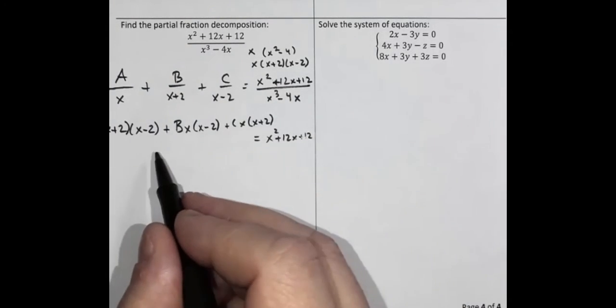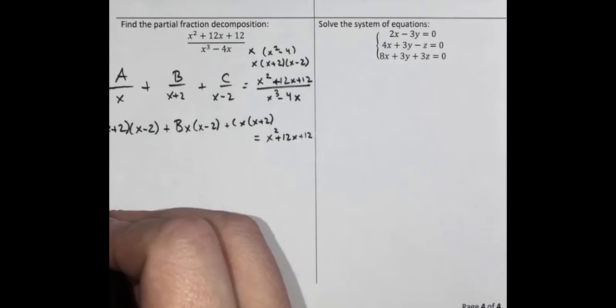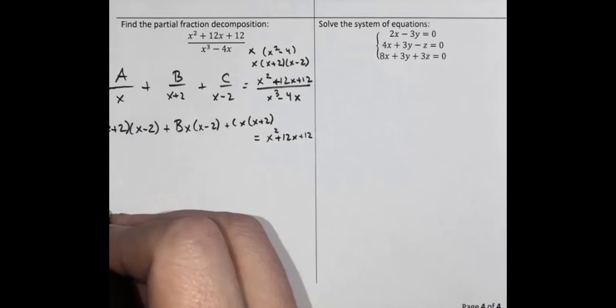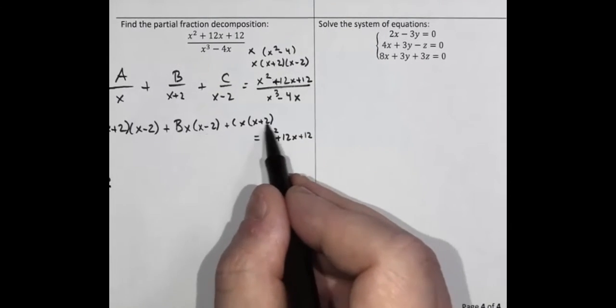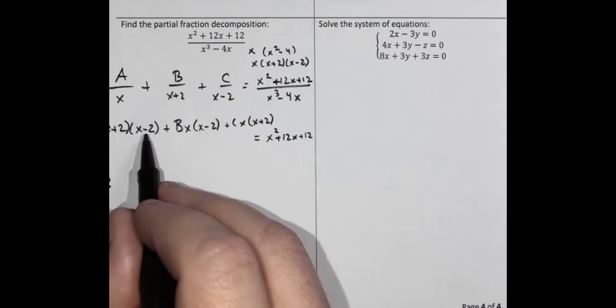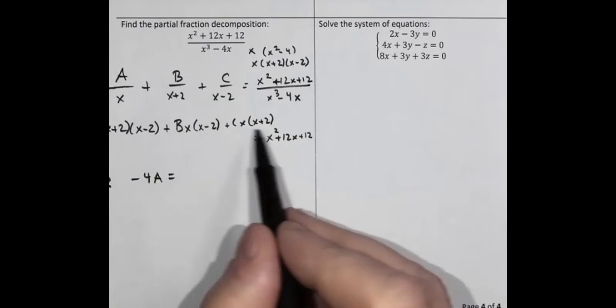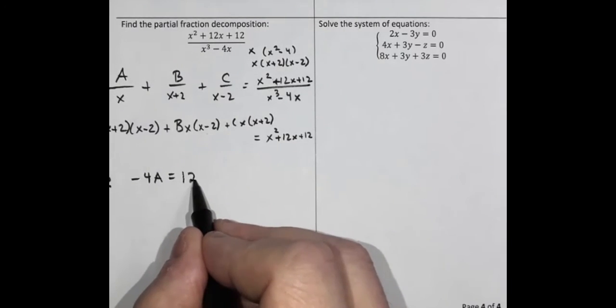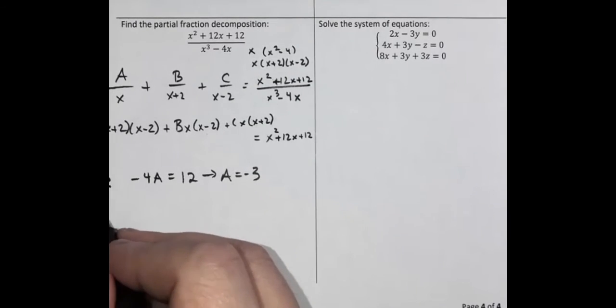Okay, now to get those a, b's, and c's, I'll replace x with 0. Because that'll turn this part into 0 and this part into 0. So 2 times negative 2 is negative 4. Negative 4a equals, placing 0 in here gives 12. So we're getting that a is negative 3.